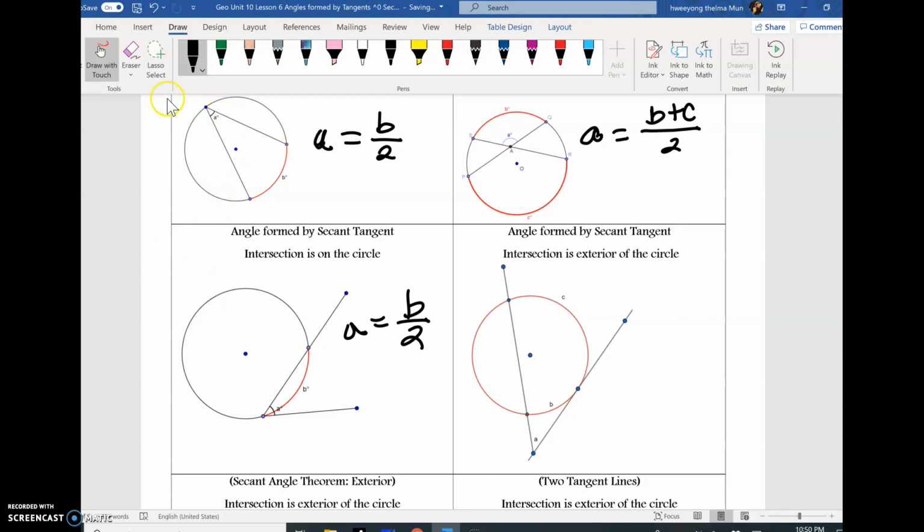Now in the inscribed angle, it actually looks like two secants, but the angle is formed on the circle. This is also formed on the circle, but it's actually a tangent and a secant. So it may look different, but it's still half of the intercepted arc.